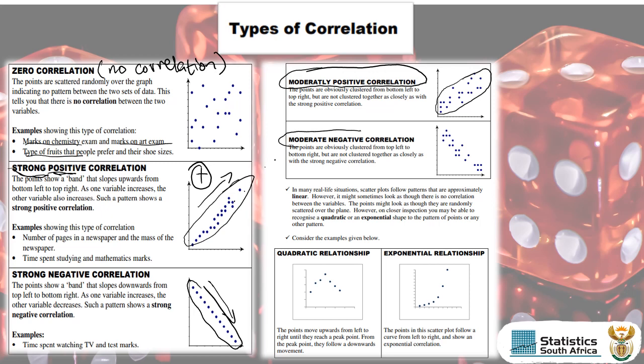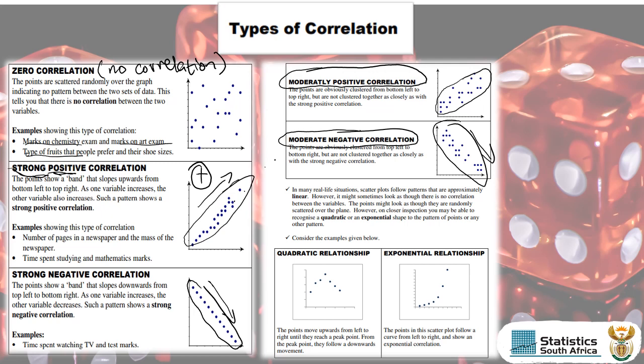So we also have a moderate negative correlation. It's where they're decreasing downwards like that, but you can see they have a bit of distance from each other, but it's not too much. It's not like this one where there's really no correlation, scattered all over. Here it's just a bit scattered, but moving down the slope, we say moderate negative correlation.